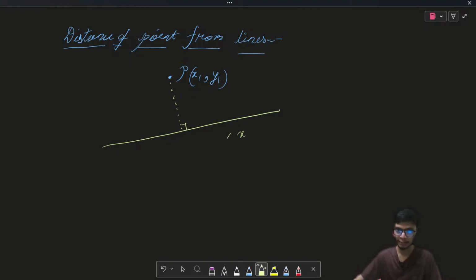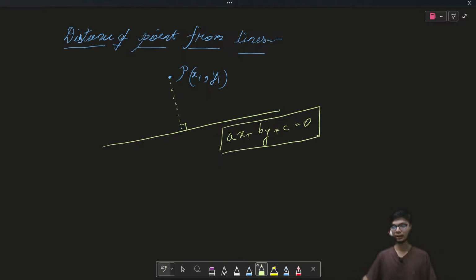Let us say the equation of the line is given as ax plus by plus c equals 0. So this is my equation of the line. Yes, exactly, a line in 2D is basically what a plane is in 3D. So how do we find this perpendicular distance? Let us say this perpendicular distance is given as small d.